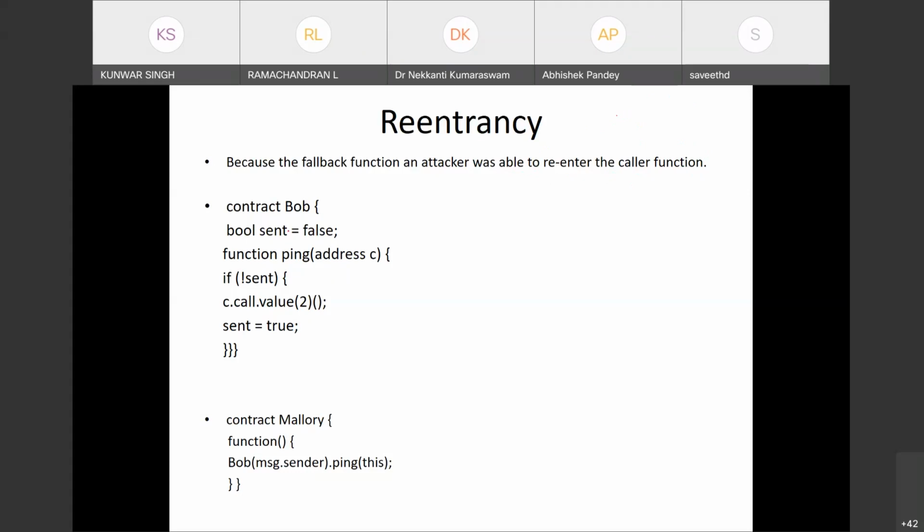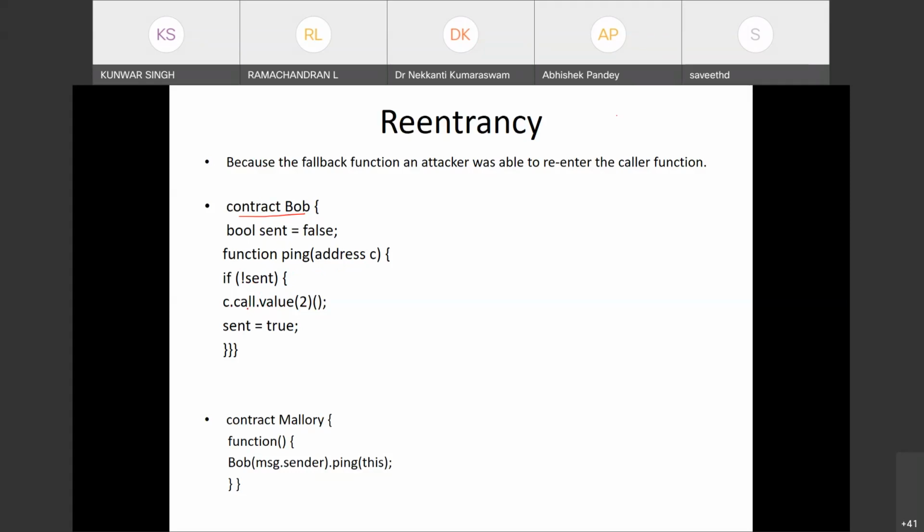So let's say this is the contract Bob. Okay, so this is the contract. What it's doing is there is a Boolean variable sent set to false. Then we have this function ping. Okay, it is transferring the money to the contract C. This ping function is transferring the money to the contract C, and if sent is false, it will be set to true, and then it will transfer Ether to C by this call function.